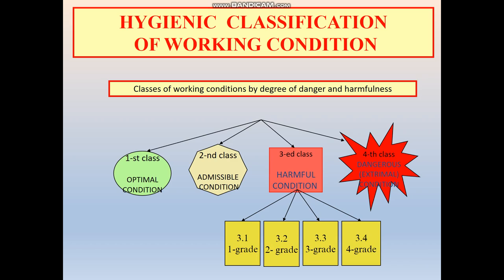Dangerous working condition, type 4, is characterized by production factors whose effect on a person at work poses a threat to his life and increases the risk of development of acute occupational disease.